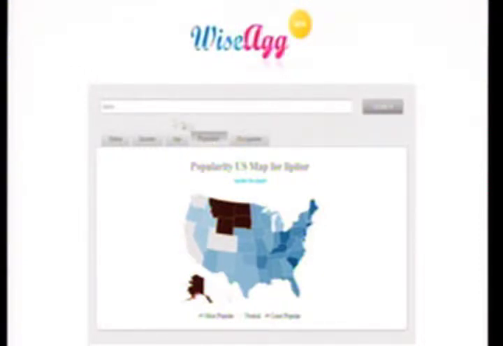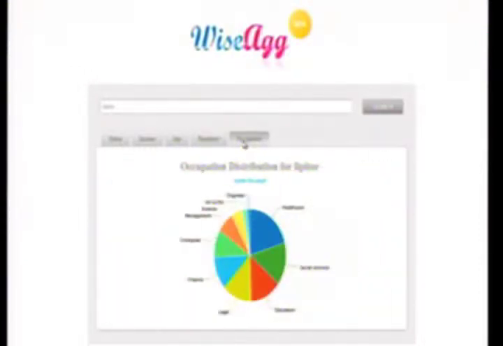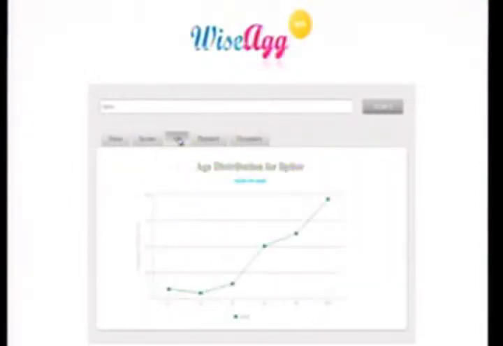Now, if we look at occupation, healthcare and social services, rightfully are the top two professions interested in it. Age, well, older folks are more interested than younger folks, understandably. Income, very interestingly, there's a strong correlation between income and interest in Lipitor. The higher income you have, the lower interest you are going to have in Lipitor, seemingly indicating there's a correlation between income and blood cholesterol levels. So much for the demo of WiseAgg.